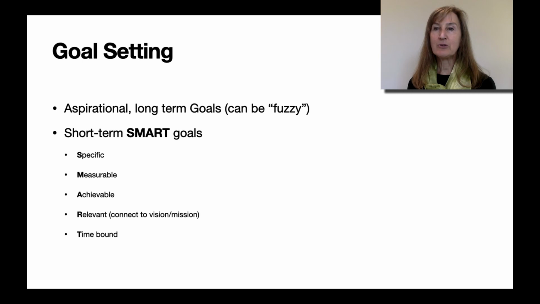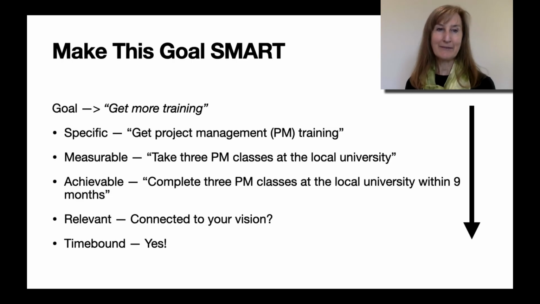For example, if I told you I wanted to get more training, I hope you would tell me that that's not a very SMART goal. It's not specific. So if we were going to make it more specific, I might say I want to get project management training. To measure it, the M, I may say I'm going to take 3 classes at the local university. To make it achievable, I'm probably going to need to think about time. How much can I get done in the next 9 months?